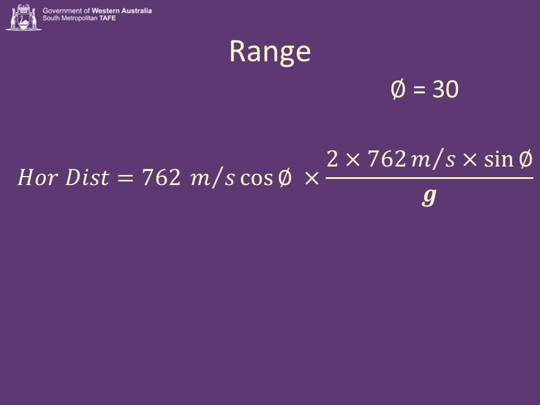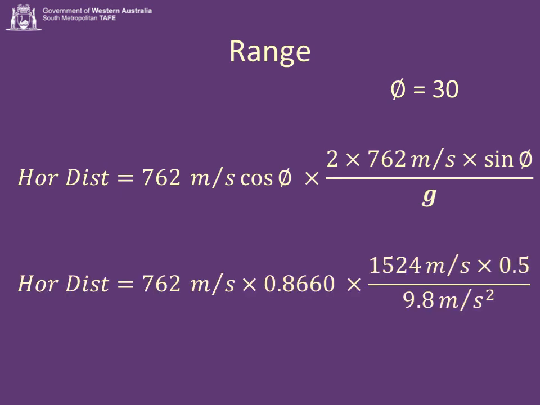To find the range, which is the horizontal distance, I just put all those values together. And I find 762 meters per second cos theta times 2 times 762 meters per second times sine theta over g. Putting in the values for cos of 30 and the sine of 30, cos of 30 is 0.8660, sine of 30 is 0.5. And I come up with a horizontal distance of 51 kilometers. So this ship can fire shells 51 kilometers.